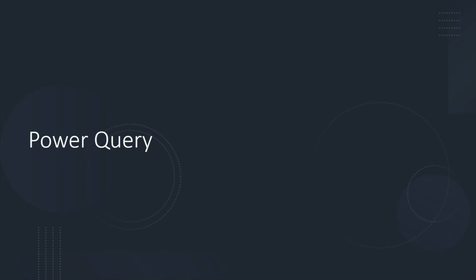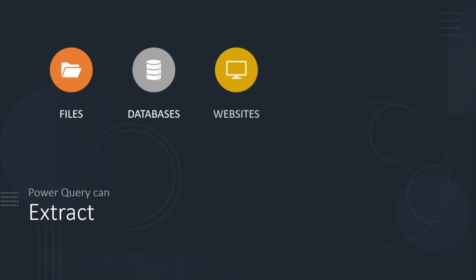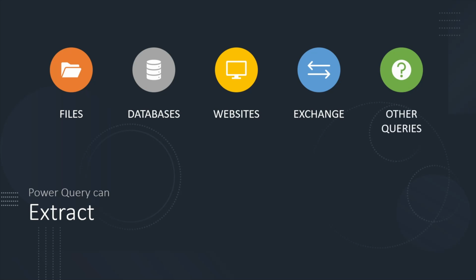Now, getting to Power Query, why do we like using it so much? Well, accountants like to use Power Query because it can perform three main functions, often called ETL, or extract, transform, and load. When I say Power Query can extract, I mean it can take data and bring it into itself, into Power Query, from files, from a database, from websites, Microsoft Exchange servers, or from another query itself.